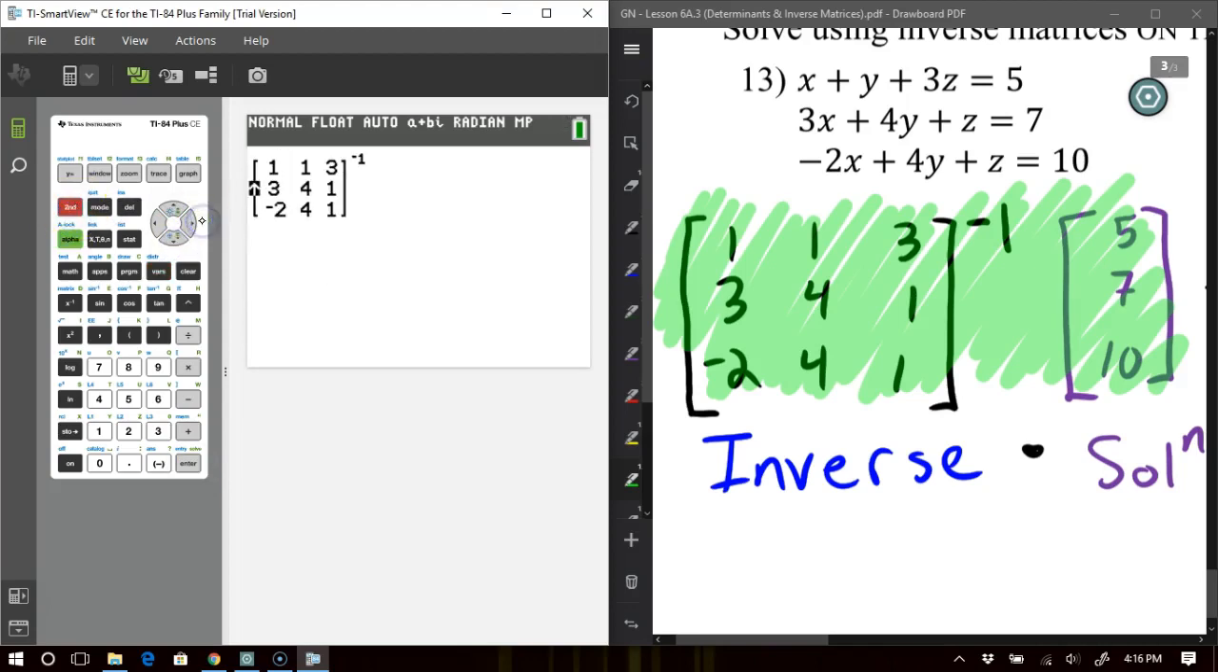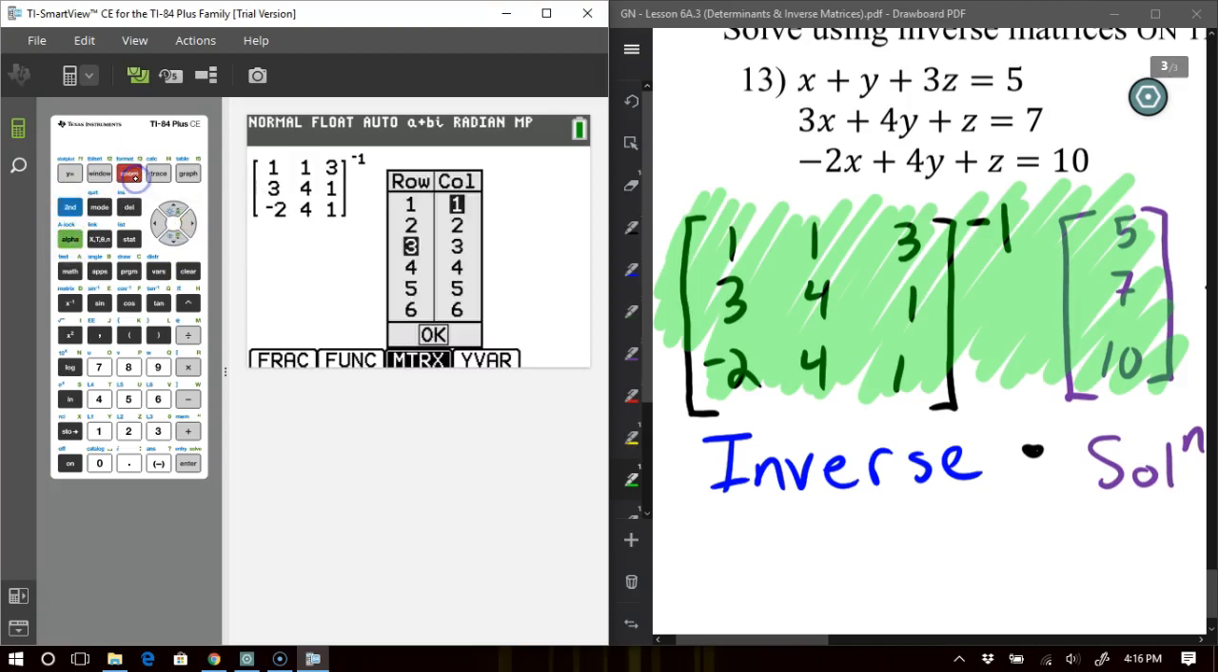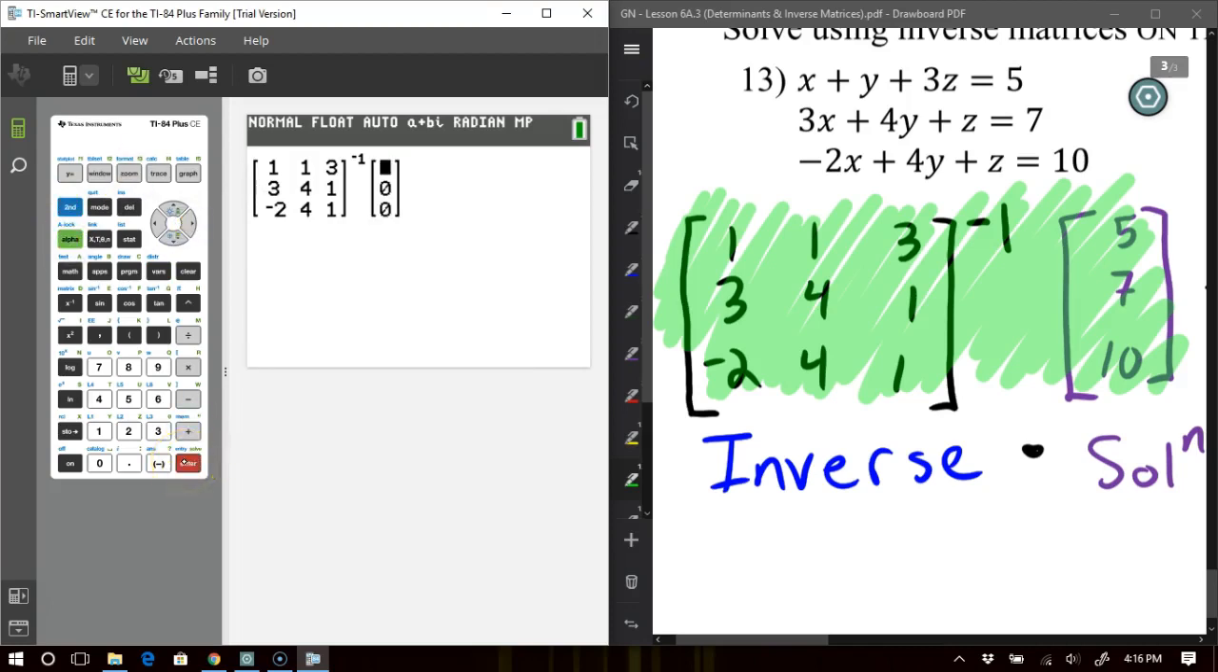hit some other button there. So let's try that again. So alpha, zoom, 3x1, hit OK. That's better. 5, 7, 10.